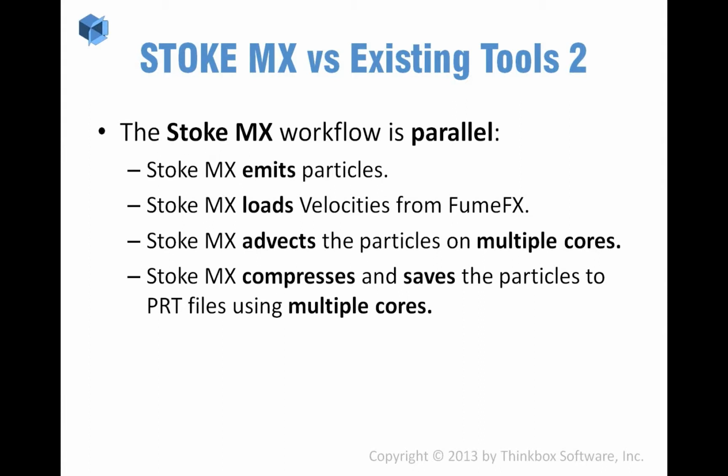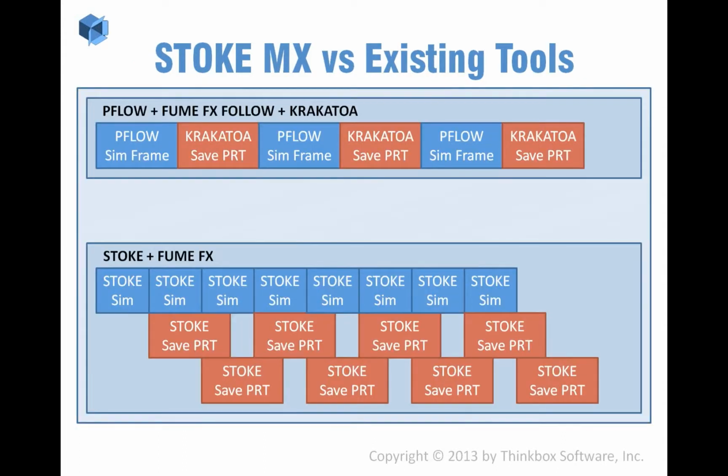And we're saving them in the background, so the moment the simulation finishes, you're free to do other things, and the saving continues on a background thread without blocking Max. This is what it looks like in graph representation. pflow simulates on a single core, finishes the data, passes it to Krakatoa, that saves to PRT, then the next frame gets simulated and saved to disk, and next and saved to disk. So up to here, you got 3 frames saved to disk.